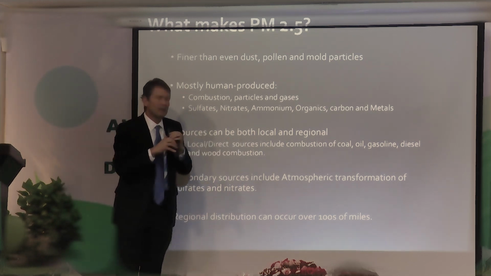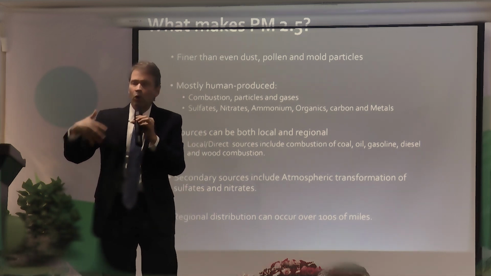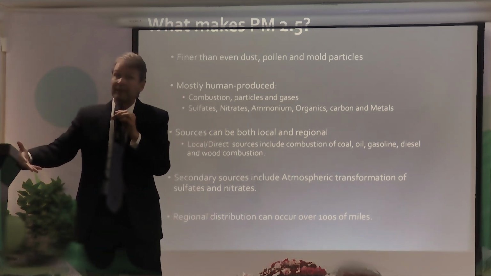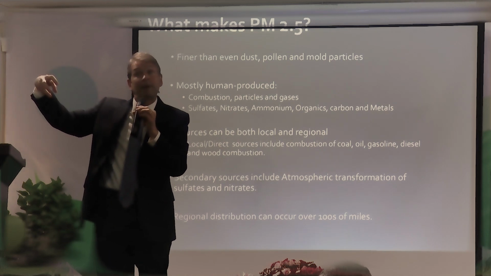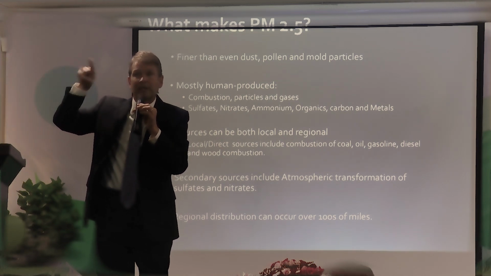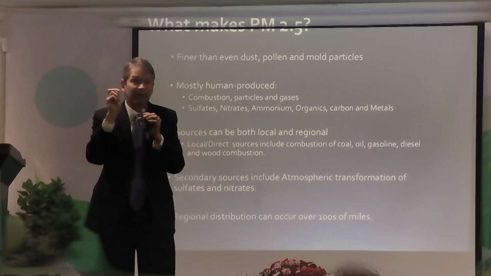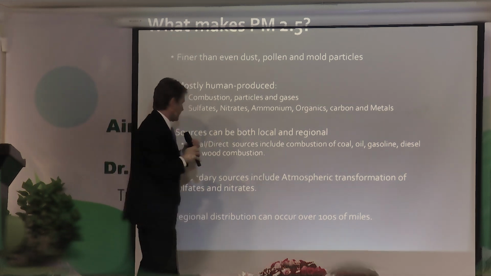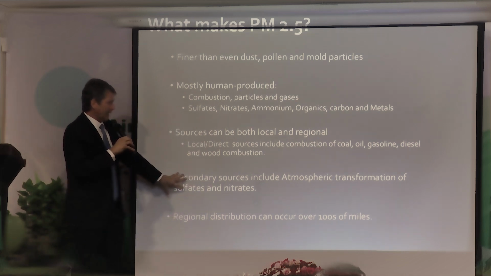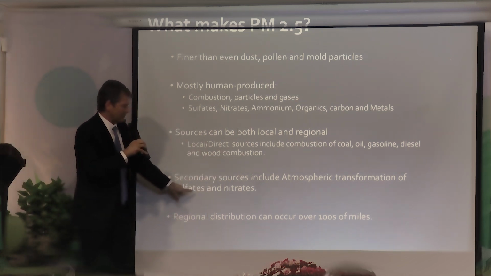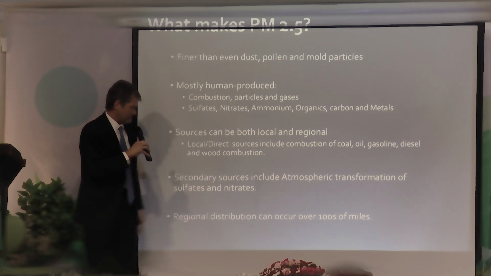There are local sources, and there's combustion of coal, oil, and vehicles. They come straight out of the tailpipe, and they react with the chemistry of the air and make these very, very fine particulates, which are very reactive in the lungs. And then there are secondary sources where there's a combination to make some chemicals that are also bad for the lungs.